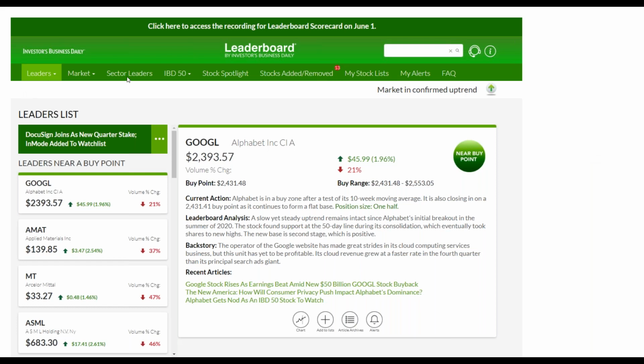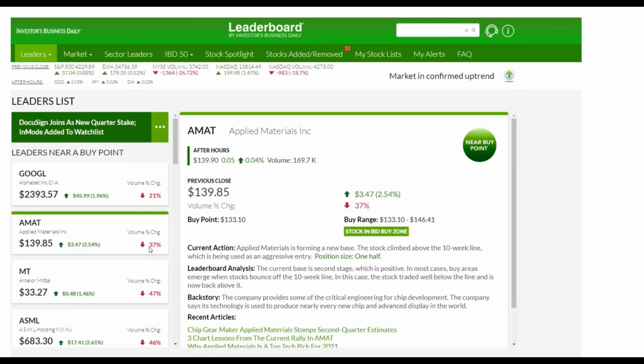So you can see all the tabs. The sector leaders are in here. The IBD 50 are in here with the top 10 charts marked up. Stock Spotlight is in there. They have these leaders list, leaders near a buy point. It gives you a little blurb on each one. What's the buy range, where it is currently. Articles are linked. You can pull up the chart. You can add it to your list. You can pull up more articles. They tell you where it is. So you can go through and see everything that they have hand selected to be on Leaderboard.